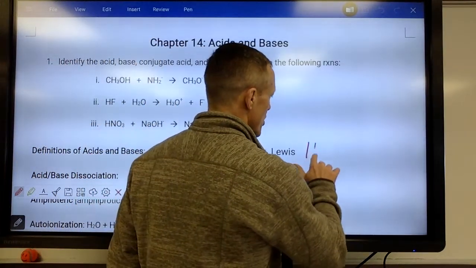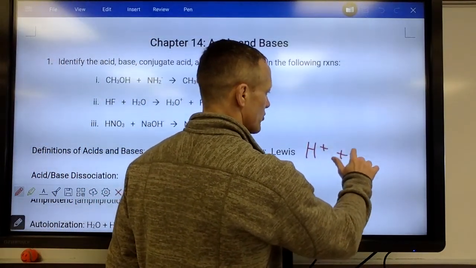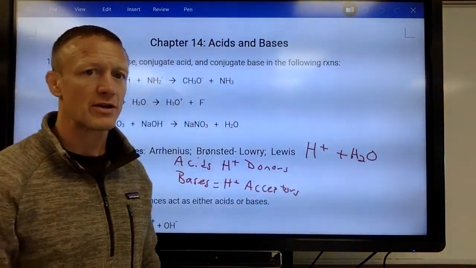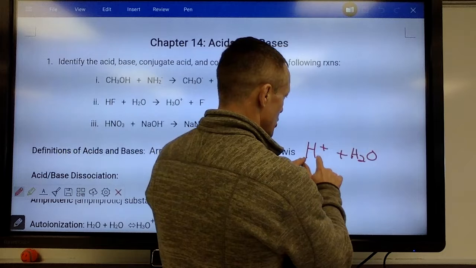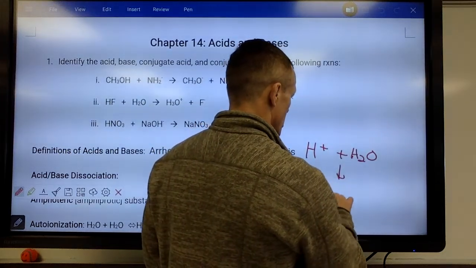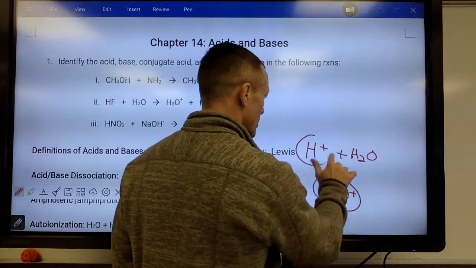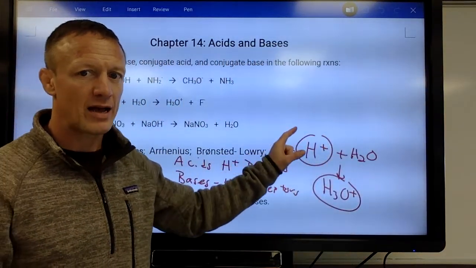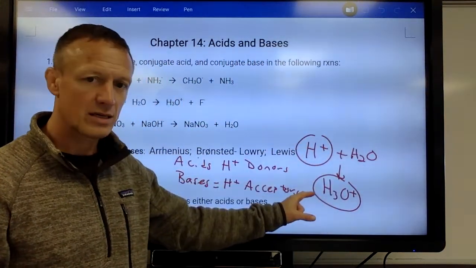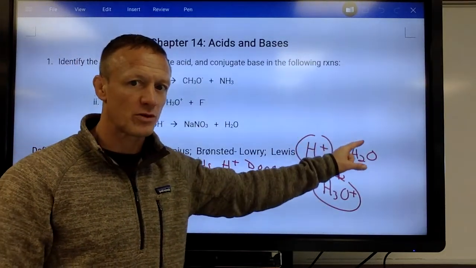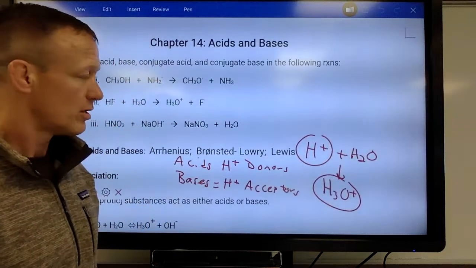I will tell you that when you have H plus ions in water, and all these reactions happen in water, things are not acids and bases unless they are in water. They have to be aqueous to be acids or bases. H plus ions in water make hydronium ions. These are the same things. H plus ions, hydronium ions are the exact same things. Okay, so you're going to see both those things. Think of them as the same things. So H plus ions, when they're in water, make hydronium ions.